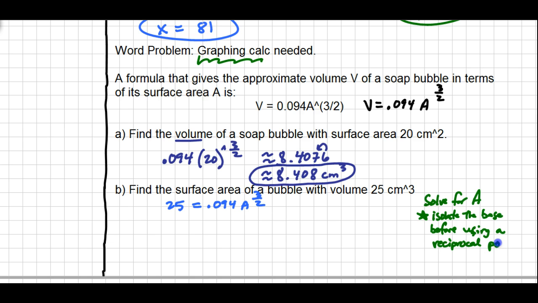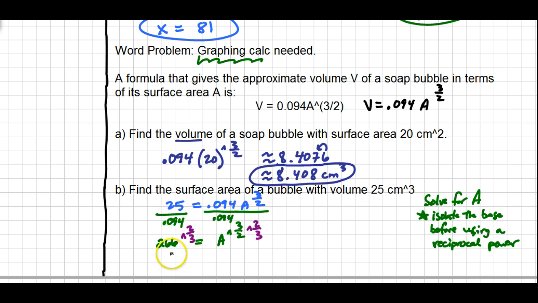A lot of times students get real excited about using that reciprocal power and they do it too soon. So we're going to divide by 0.094 first. And when we do that, we get about 266, I believe. You'll get a decimal on your calculator, so leave that decimal there, because we're going to take whatever we got and we're going to raise it to the reciprocal power. So in this case, we'd raise it to the 2/3. So don't type in 266, do your division, and whatever you get, raise that to the 2/3 power.